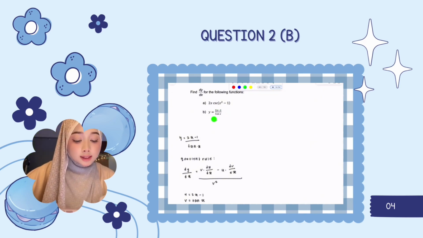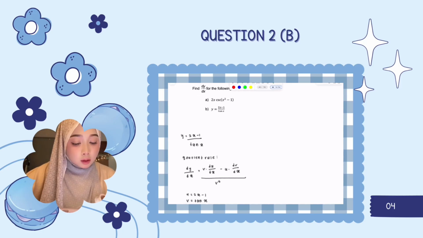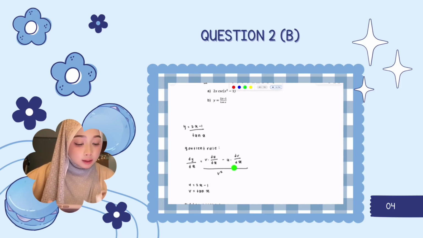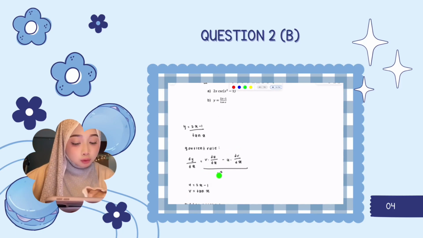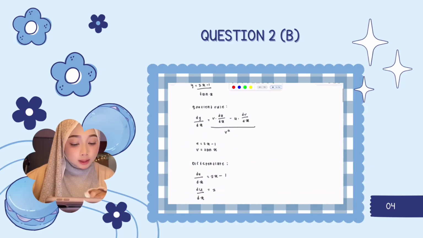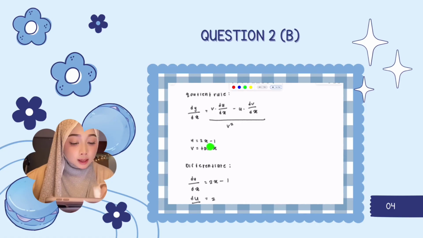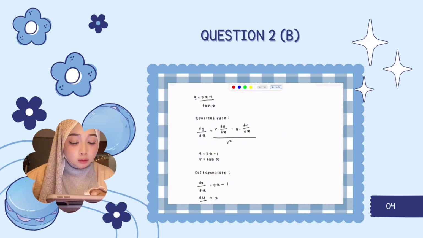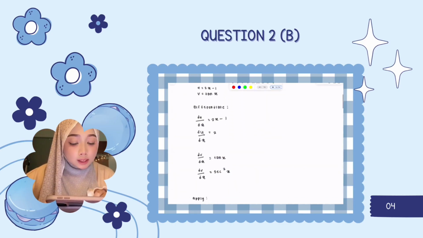Since in this question we have one function divided by another, we will use the quotient rule, which is dy over dx equals v multiplied by du over dx minus u multiplied by dv over dx, all over v to the power of 2. Then we will take u equal to 2x minus 1 and v equal to tan x.